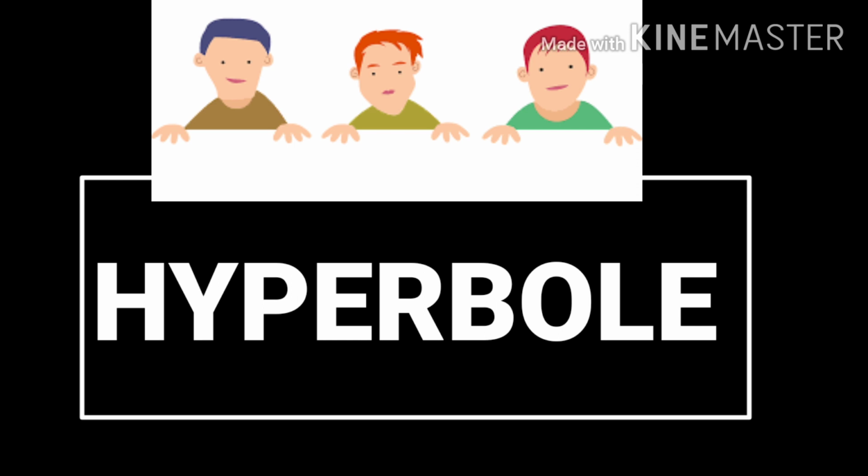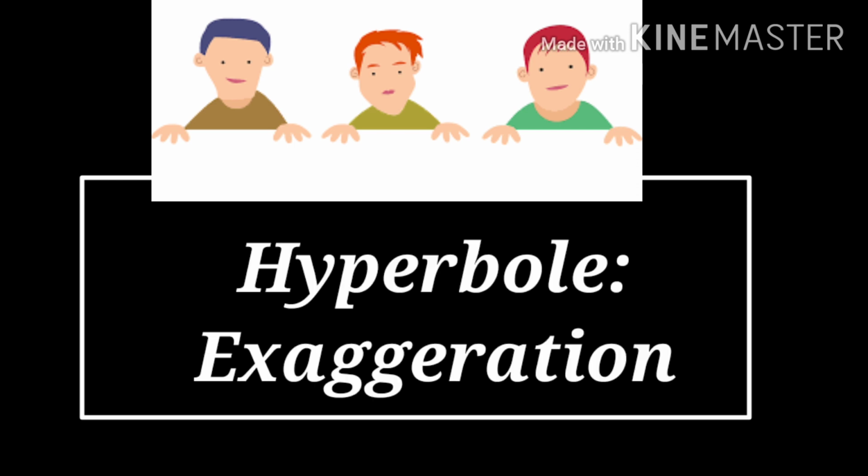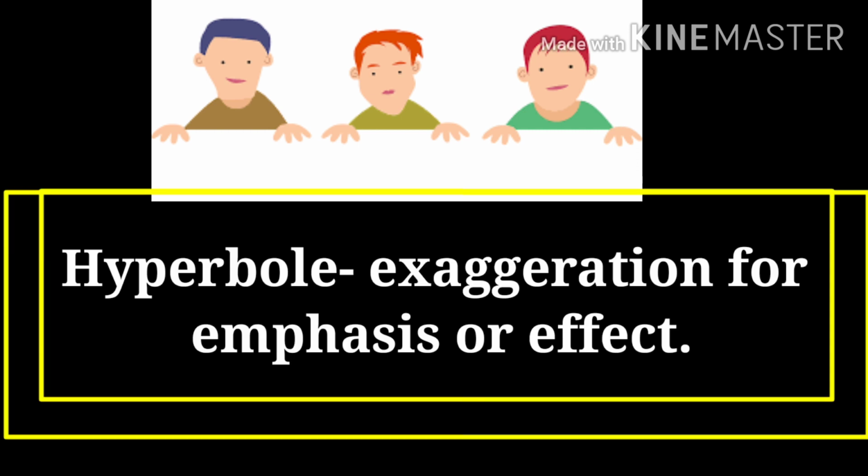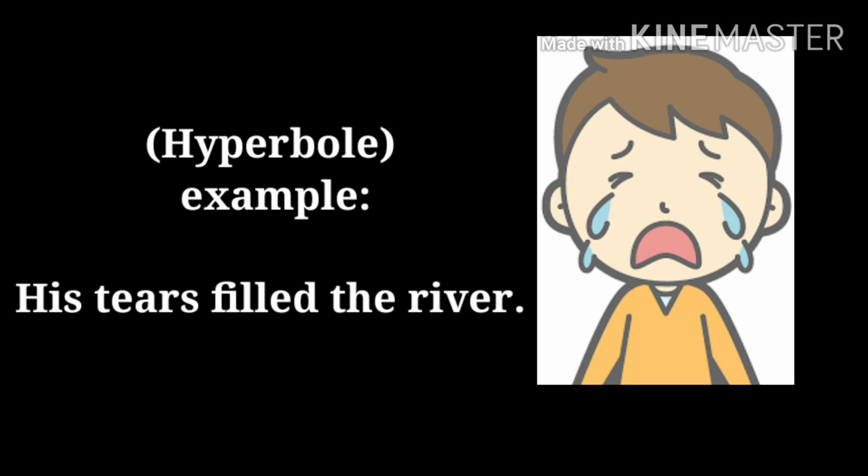Hyperbole. Hyperbole uses exaggeration. Do you know what exaggeration is? Seeming larger. So hyperbole uses exaggeration for emphasis or effect. You see an example. His tears filled the river. Here, to give more effect, tears are exaggerated. All of us know tears can't fill a river. But to give more effect, we say tears filled the river.